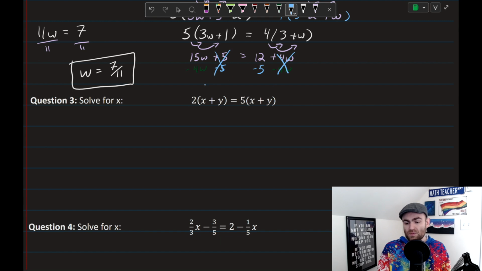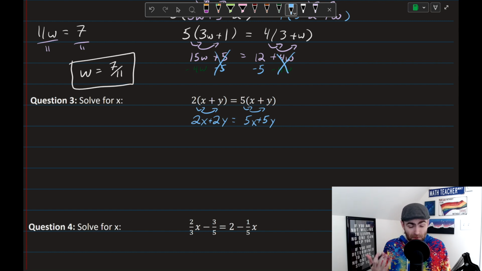Well, first and foremost, we have all these parentheses. Why do the parentheses exist? They exist because of the multiplications we have, so we're going to distribute. 2 times x is 2x, 2 times y is 2y. Both of those are positive. And then 5 times x is 5x, 5 times y is 5y. And both of those are positive, so pluses between everything.